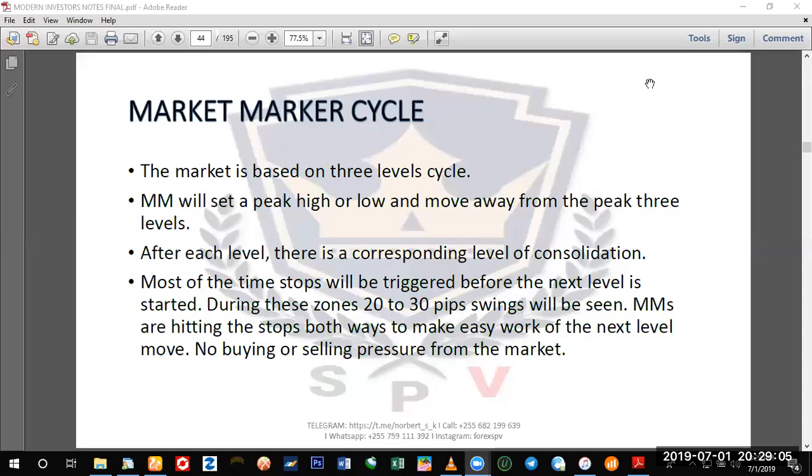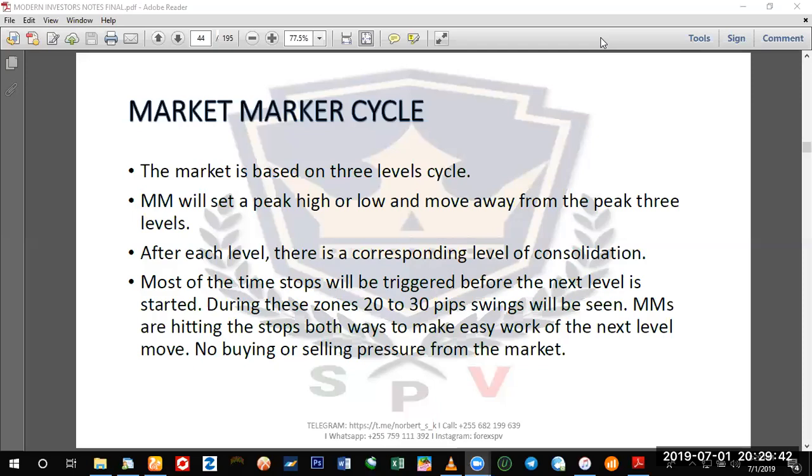So today we are going to talk about the market maker cycle, the peak, and the peak reset. The peak and the peak types. So the market maker cycle. Some people call it the 3-day cycle, but I call it the 3-level cycle. So the market is based on 3 levels. We have the MAAW or the WVVM.